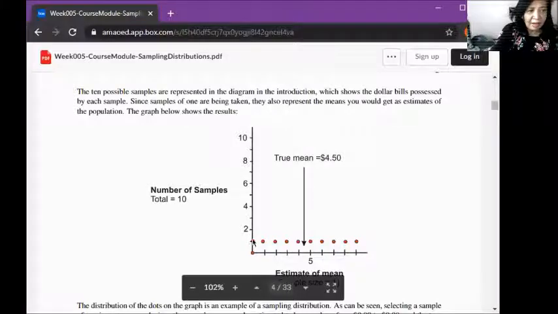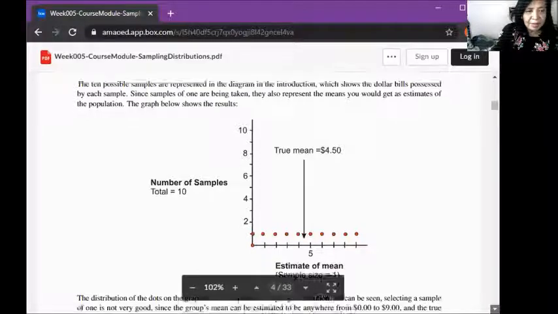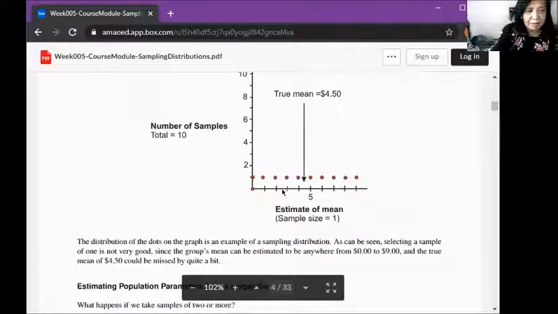So they all have a number equal to 1 as the mean. Each one is a mean estimate because you just get an estimate from each one of them. The distribution of the dots on the graph is an example of a sampling distribution.